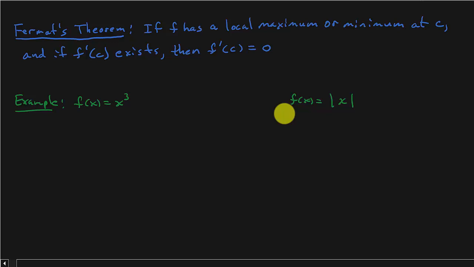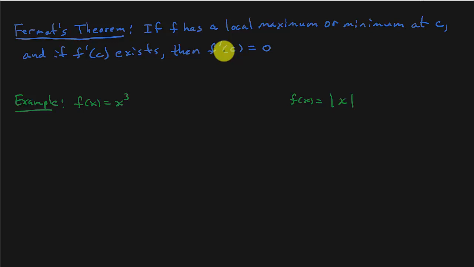Oh, well, that's pretty neat, isn't it? That's telling us if f has a local maximum or minimum at C, that means I can take the derivative of the function, and whatever number makes that derivative 0, the x value of the local max or min, if I plug it into the derivative, then I'm going to get 0 as an answer. So that's pretty interesting there.